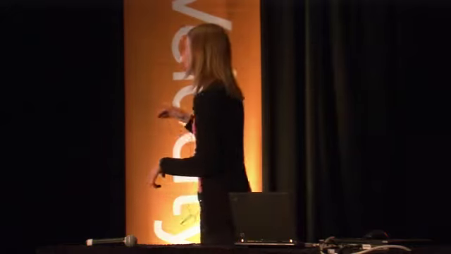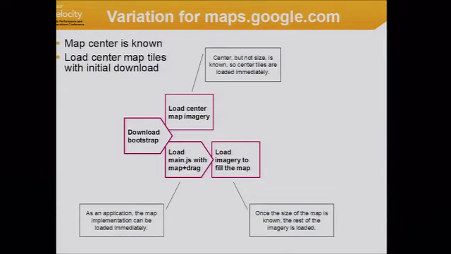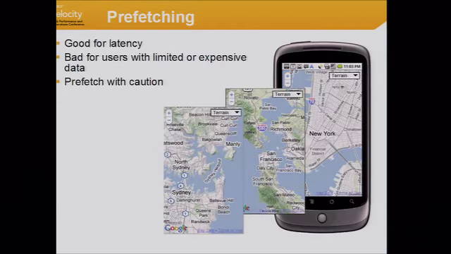What I left out here is that we don't actually know the size of the map when we first send down all of the maps.google.com code. So we send down the middle tiles, the ones that we know will be shown. And then if the map is larger than that, we fill in the rest of it. So this is a form of prefetching, which is great for latency.